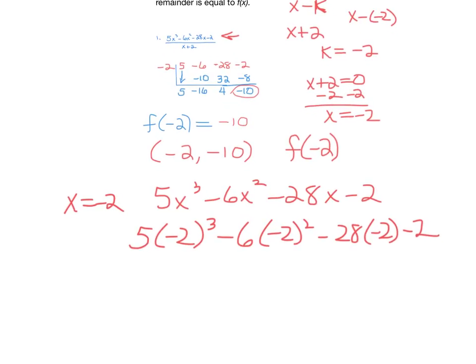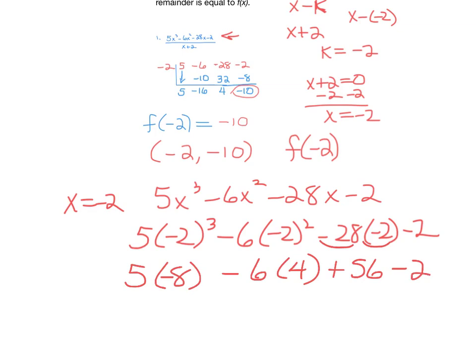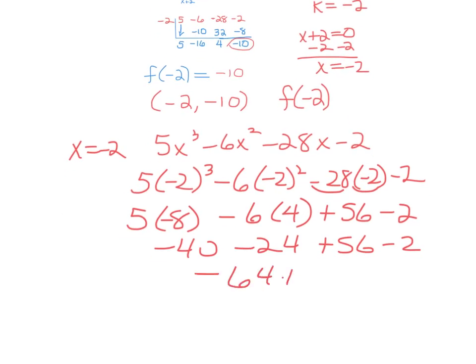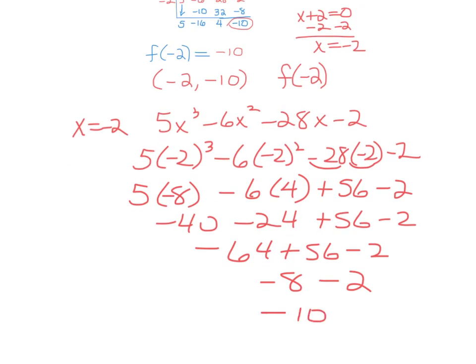So if you ever want to figure out what a value of the function is without plugging it in, we can use synthetic division. So negative 2 to the third power is negative 8. This becomes negative 6 times 4. This times this is positive 56. I'll now multiply this, and then work left to right, adding these up. Negative 64, rewrite all of this. This will give me negative 8, negative 8 minus 2, and the same answer I got when I did the synthetic division.